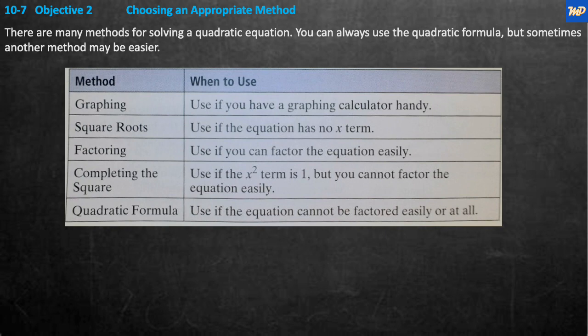You cannot factor the equation easily. So it's a little tougher to factor it, but it has to be a 1. So you're going to end up dividing by whatever the a term was. If you had an a term, it makes it a little more complex. B over whatever, right? And then the quadratic formula.